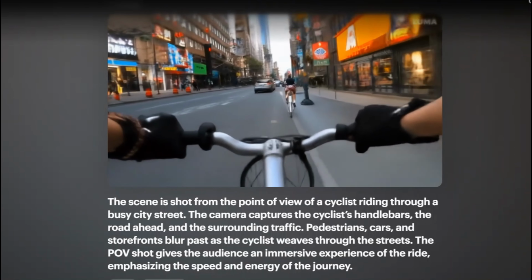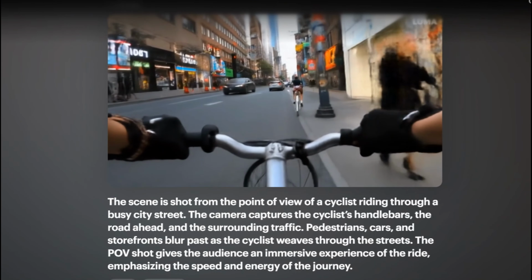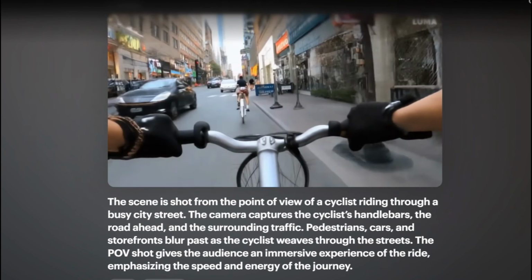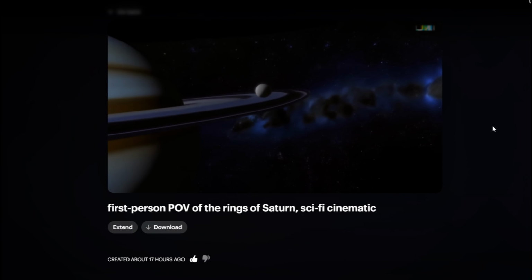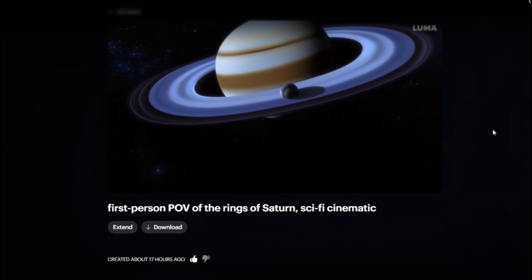Now, let's move on to the next tip, and we will call this tip POV prompt tips. Yes, this is another observation. When you use point of view or POV in the prompt, it provides some great results. For example, I used point of view of a cyclist riding through a busy city street in this prompt, and see how amazing the result is. Similarly, in this prompt, I used first-person POV of a camera, and I got this result, which is satisfying.